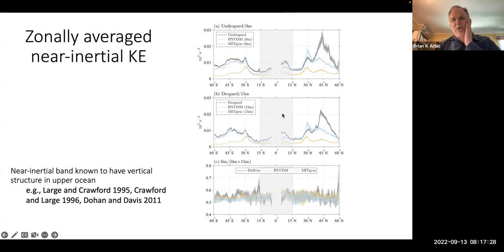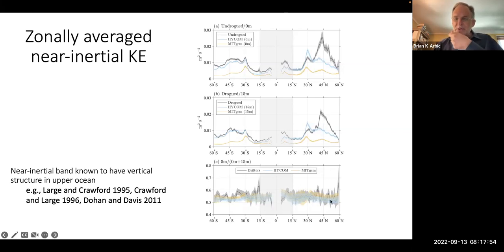So when you look at the zonal averages, the highlights are that MIT-GCM is too weak basically everywhere, and HICOM lies closer, although in the high northern latitudes, although HICOM lies closer, it's still far away from the drifters, and that is another point I'll return to later.